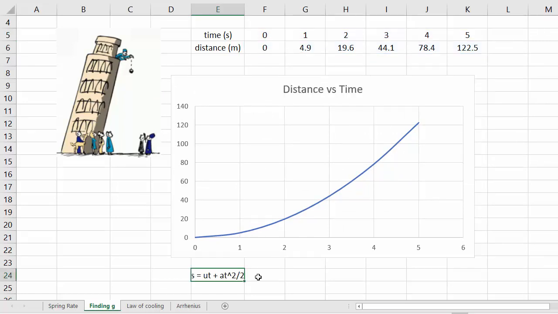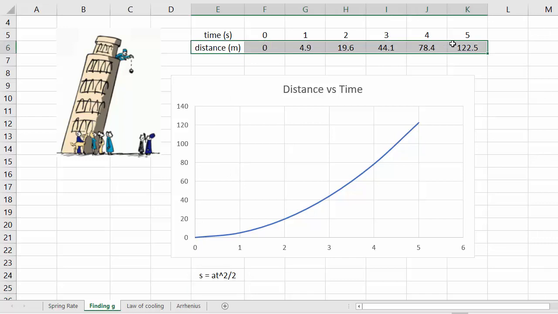Newton's law states that the distance is equal to the initial velocity times the time plus a half the acceleration times t squared. The ball was stationary at time equals 0, so the ut term goes to 0. The distance is now equal to a half a t squared. So instead of plotting distance against time, let's plot distance against time squared.